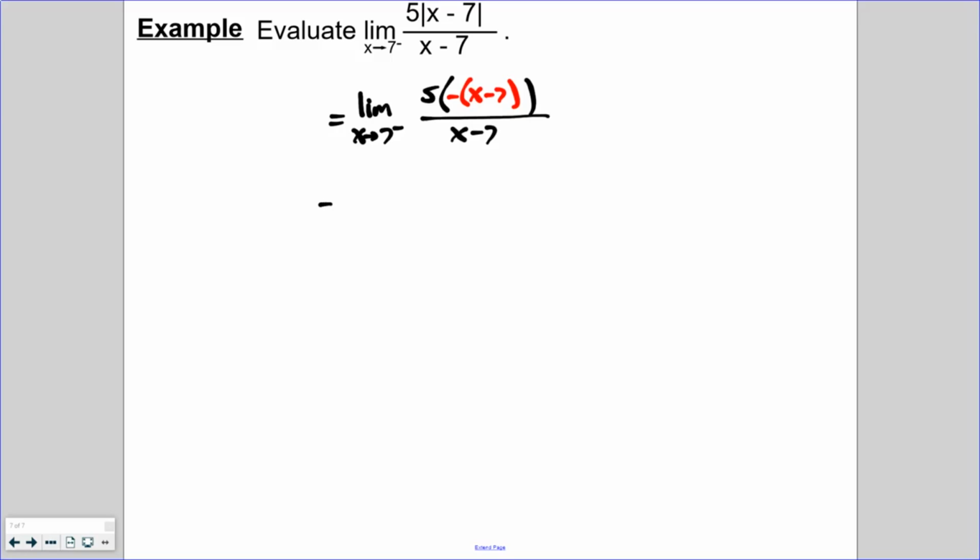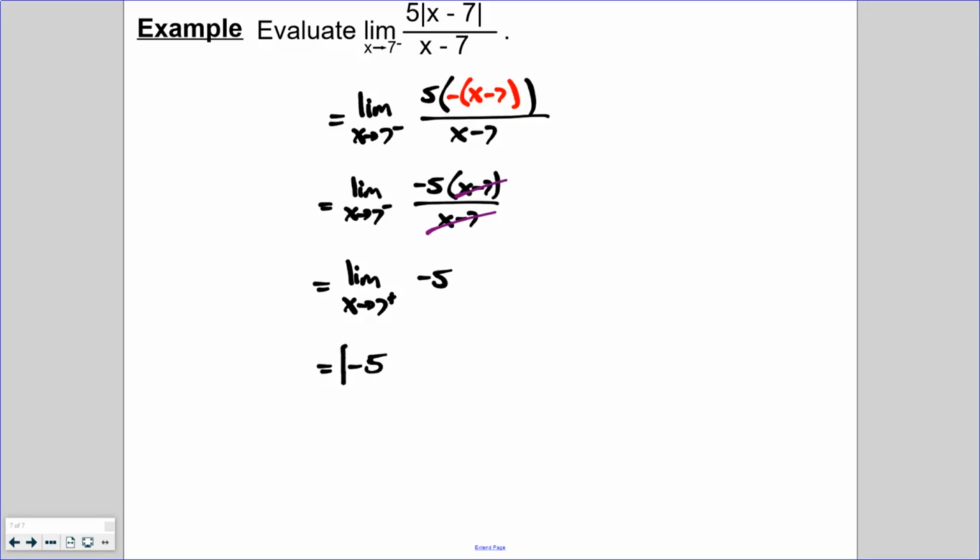And then we can continue simplifying. This is going to be the limit as x approaches 7 from the left of 5 times the negative, which will be negative 5 times x minus 7 all over x minus 7. And for this particular limit, we see we have a factor of x minus 7 in the top, a factor of x minus 7 in the bottom, so they cancel out, leaving us with the limit as x approaches 7 from the left of negative 5. And since that's a constant, our answer is going to be negative 5.